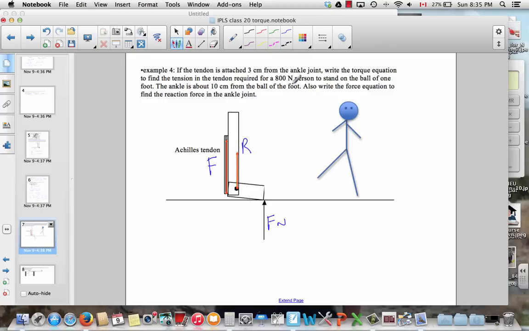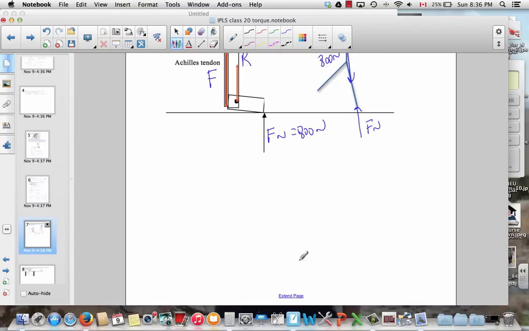And so we know that this is 3 centimeters, the tendon attached from the joint. Now we know this person is 800 newtons, and that 800 newtons, if the person's at rest, is being balanced by the normal force from the ground. Those are the only two forces that act on the person as a whole. So since the person's at rest, they must be balanced, so the normal force must equal 800 newtons of weight. When you're standing on one foot, the floor is pushing up on your foot with a force equal to your weight.